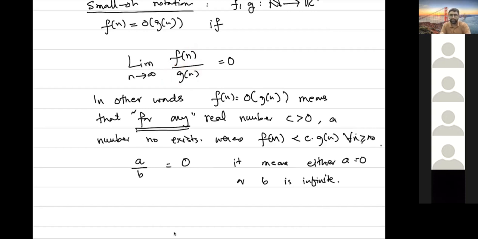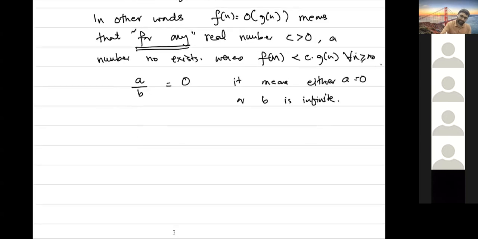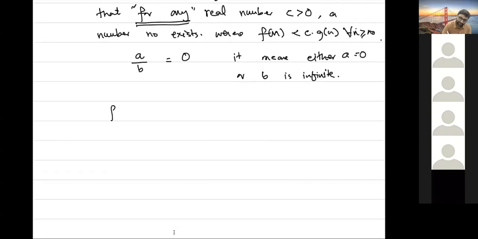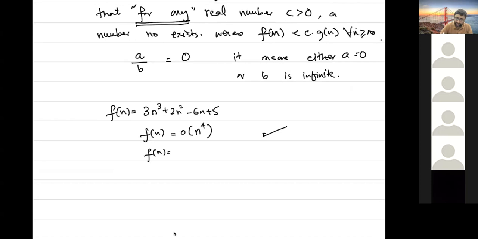So let us do some examples, and it will be clear. For example, let me take the same example, f of n equals 3n cubed plus 2n squared minus 6n plus 5, for example, maybe not the same. Then I can say that this f of n is in small o of n to the power 4. Okay, and this is correct. But if I say that f of n is in small o of n cubed, this is incorrect.